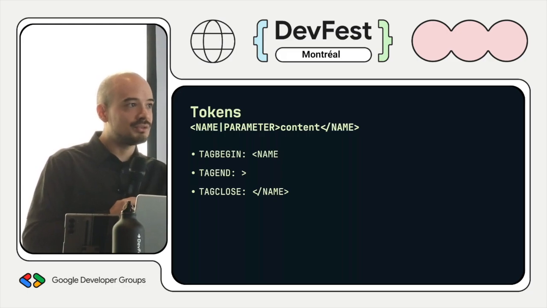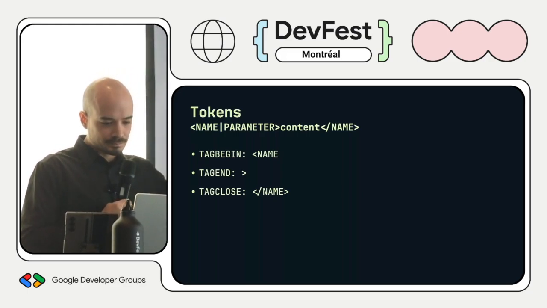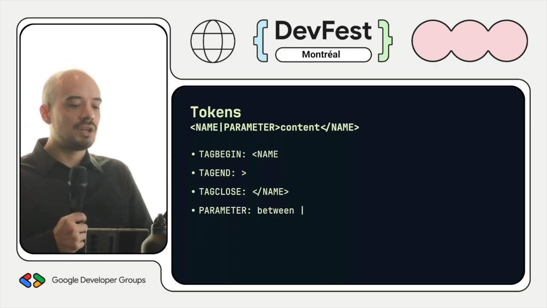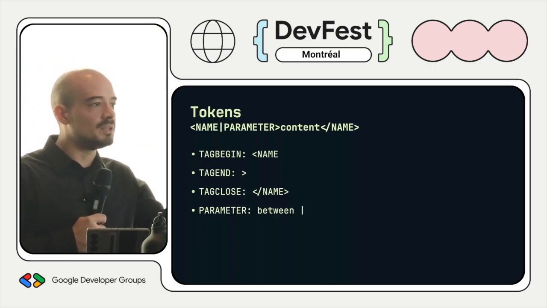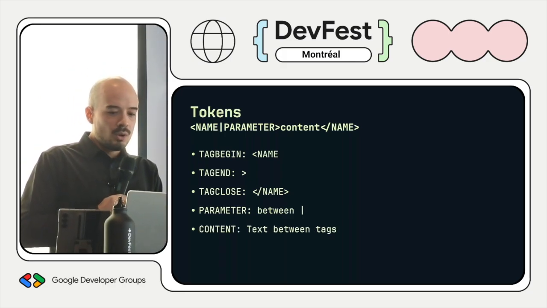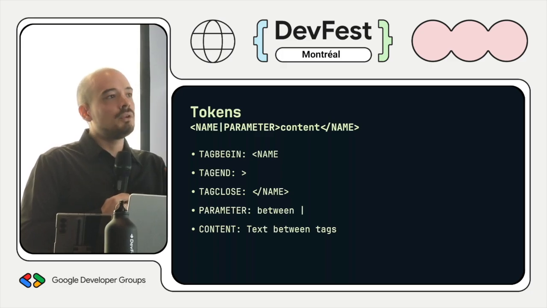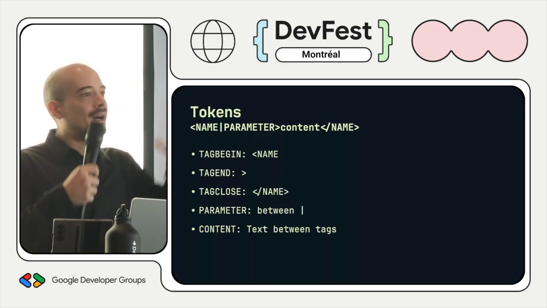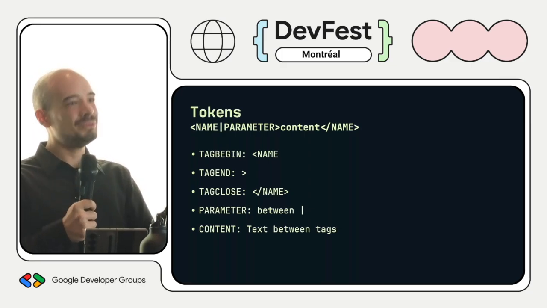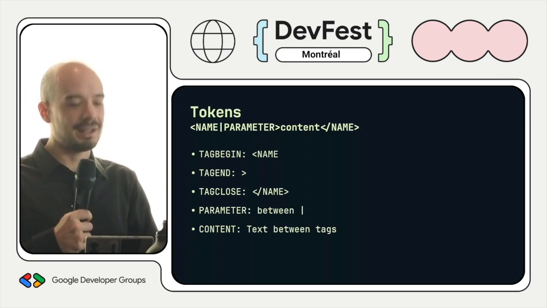A tag close, that is the closed tag. We have parameters, which is anything between the vertical separators, and our content, which is anything that's between the tags or at the beginning or the end. Now I'm going to show some bit of code just to ground this theory. You don't have to pay too much attention to it.